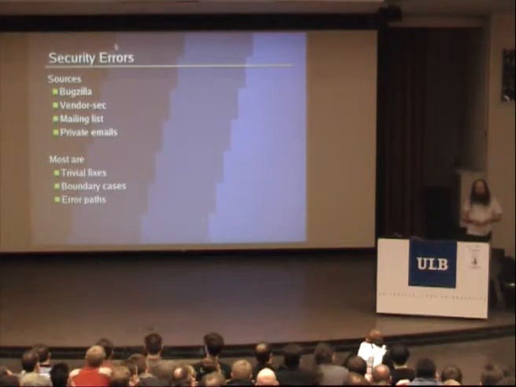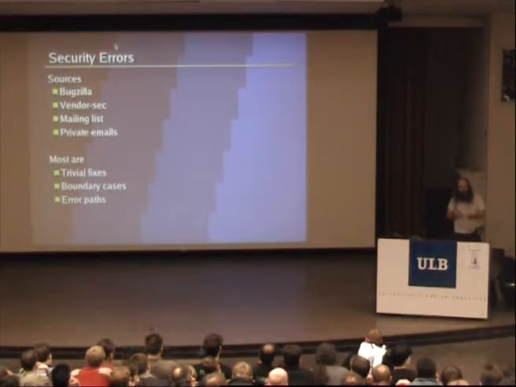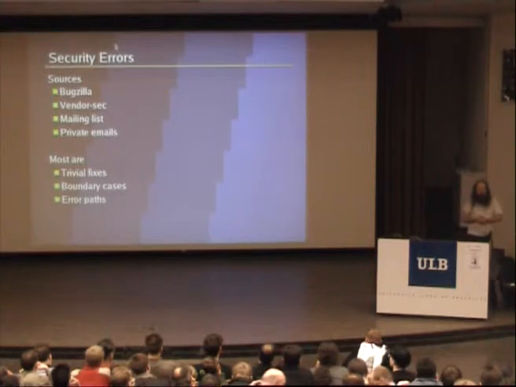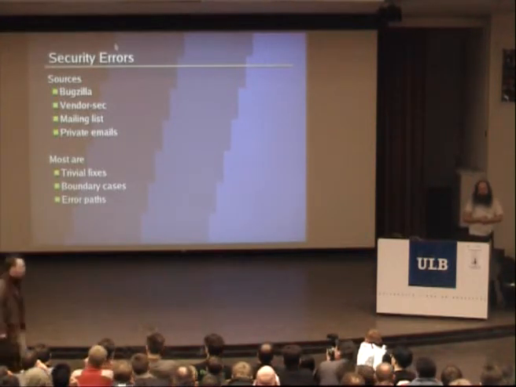The kernel mailing list is also a source of security fixes. Sometimes people say, I found a security hole. Sometimes you get email that says, I've been looking at this code and I'm trying to understand why it doesn't check that. And mailers of that sort are frequently worth looking at. And you get private emails from people.